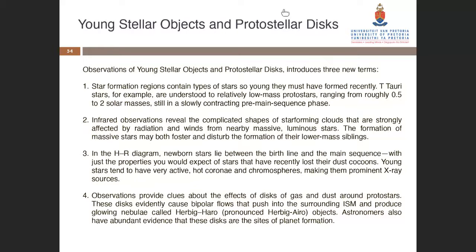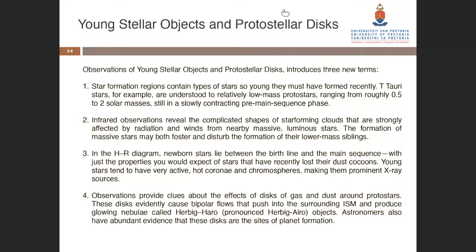Number 1, star formation regions contain types of stars so young they must have formed recently. T Tauri stars, for example, are understood to be relatively low mass protostars ranging from roughly 0.5 solar masses to 2 solar masses, still in a slowly contracting pre-main sequence phase. Infrared observations reveal the complicated shapes of star-forming clouds that are strongly affected by radiation and winds from nearby massive luminous stars. The formation of massive stars may both foster and disturb the formation of lower mass siblings.